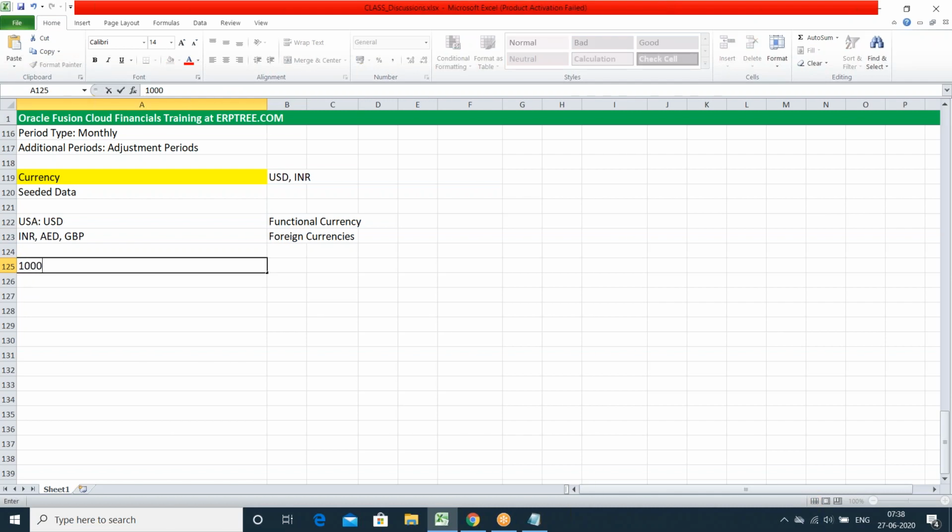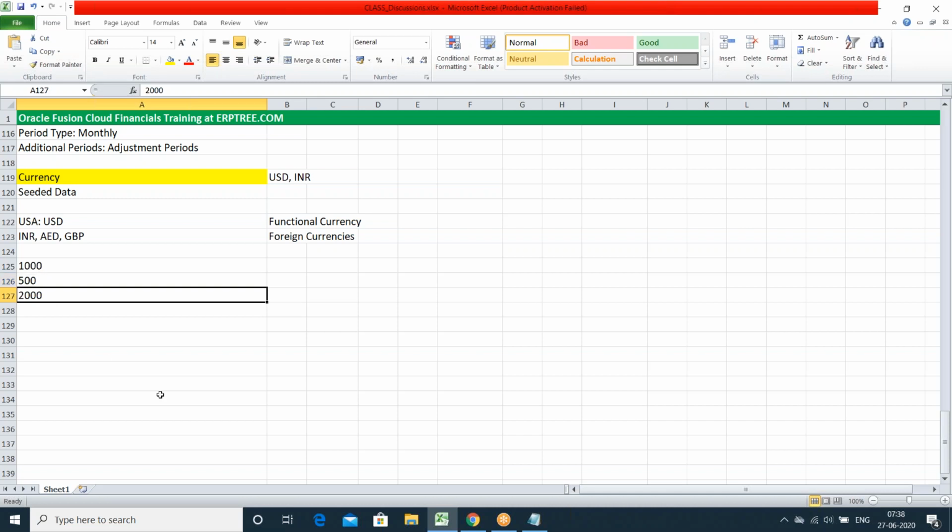I'll enter a value as 1,000. Enter a value as 500 and 2,000. Now if I ask you the question, what is this 1,000? What is this 500 and 2,000? What do you think? There is no information about those, just numbers. Those can refer to anything, but you have to address it.